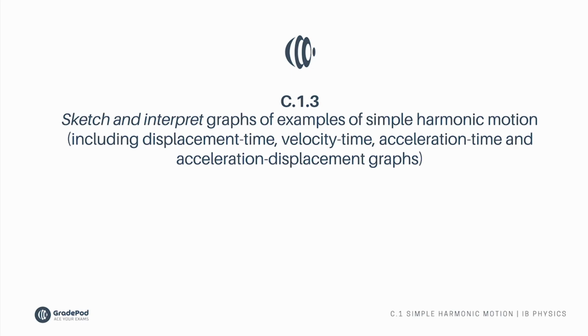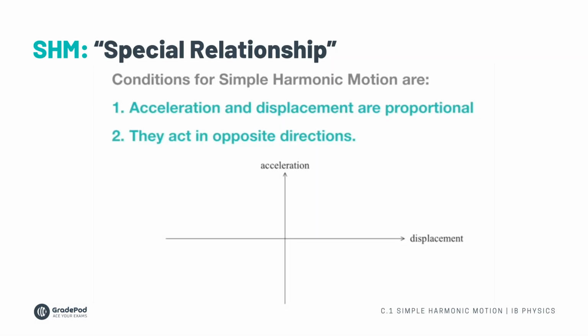Most of the exam questions in SHM have a graph involved, and I want to go through all the graphs you might see when you're looking at a simple harmonic motion question in your exams. Please take time to go through this in detail with me and obviously practice it in the knowledge questions below. Let's have a look at what I call the special relationship. We've talked at length about what the conditions for simple harmonic motion are. And I can say it again for you if you like. Acceleration and displacement are proportional, they act in opposite directions. That means if you were to plot a graph of acceleration against displacement for an object in simple harmonic motion, then we should be able to come up with a pretty simple graph.